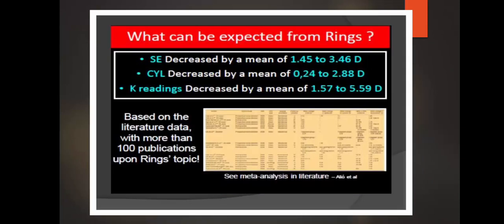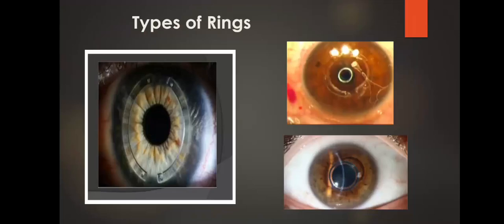What can be expected from rings? Usually, rings cause reduction in the spherical equivalent by a mean of 1.45 to 3.46 diopters and decrease in the cylinder by a mean of 0.24 to 2.88 diopters. Also, keratometry readings decreased by a mean of 1.57 to 5.59 diopters. Types of rings used to treat keratoconus: Intacs, Kera rings, and one complete ring which is called Mayo ring.